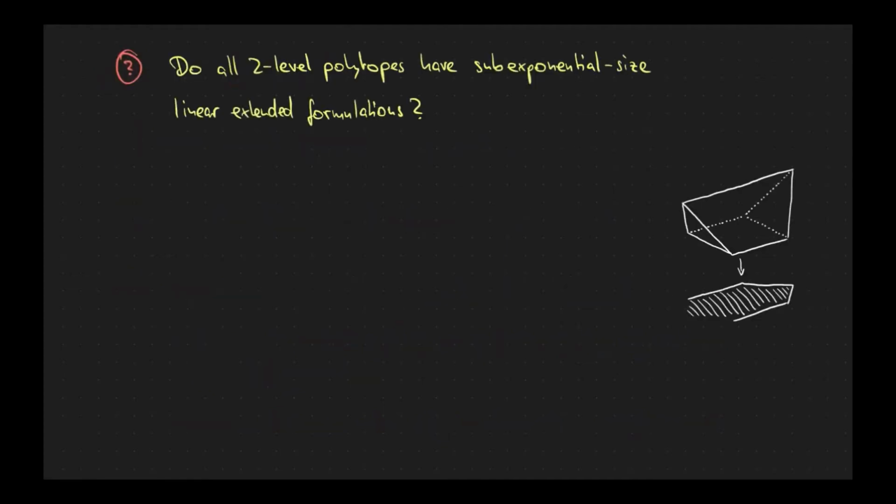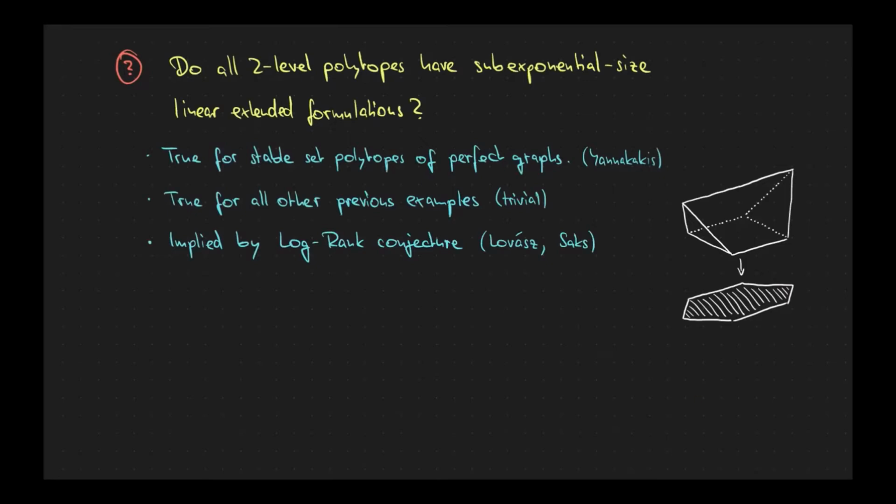Now people from the field of extended formulations were wondering: can we also do the same with linear extended formulations, instead of semi-definite ones? Actually, we don't really know. There are lots of open questions about this. One main question is, given a two-level polytope, can I have at least a sub-exponential linear extended formulation for such polytopes? The answer is yes for several examples.